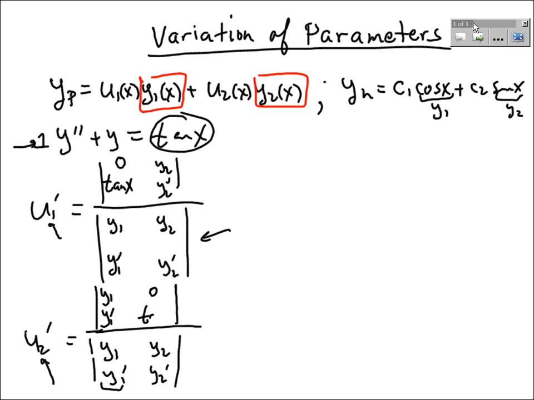So in general, if we call this function over here g of x, it's really 0, g of x, always. So when you're dealing with u sub 2, the second column becomes 0, g of x. When you're dealing with u sub 1, the first column becomes 0, g of x. Okay.